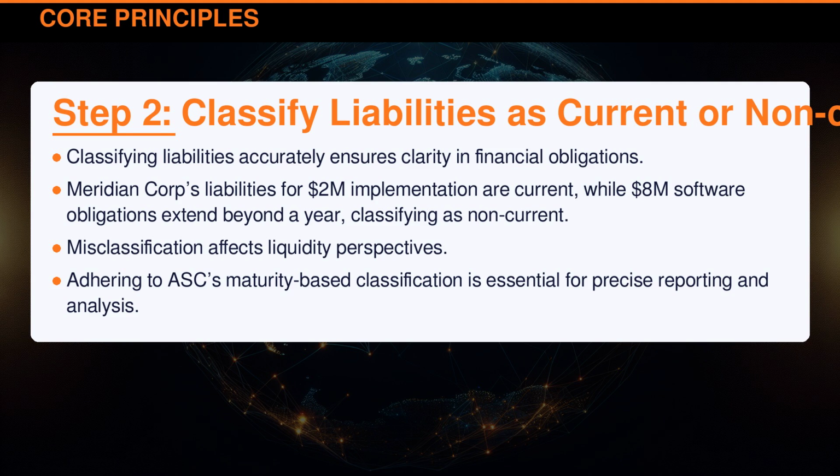Meridian Corporation's liabilities for $2 million implementation are current, while $8 million software obligations extend beyond a year, classifying as non-current. Misclassification affects liquidity perspectives. Adhering to ASC's maturity-based classification is essential for precise reporting and analysis.